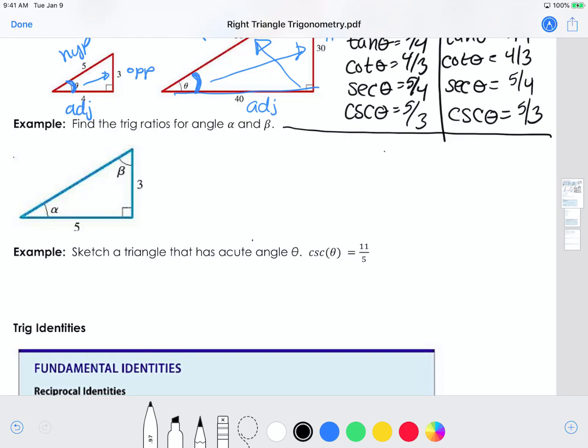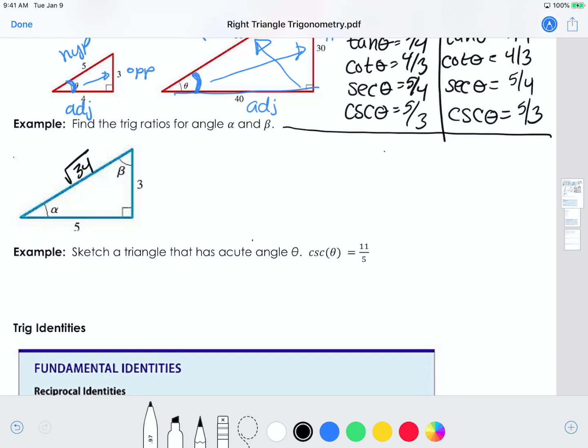In the next example, it says find the trig ratios for angles alpha and beta. So if you look at this triangle, we have the two legs of the triangle. We know their lengths are 5 and 3. However, we do not know the length of the hypotenuse. We can very easily figure it out using the Pythagorean theorem. If I take 5 squared plus 3 squared, that will give me c squared. So the hypotenuse is going to end up being the square root of 34.